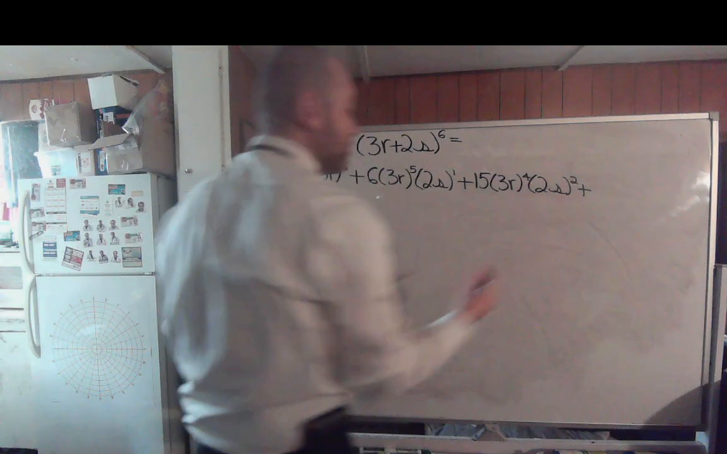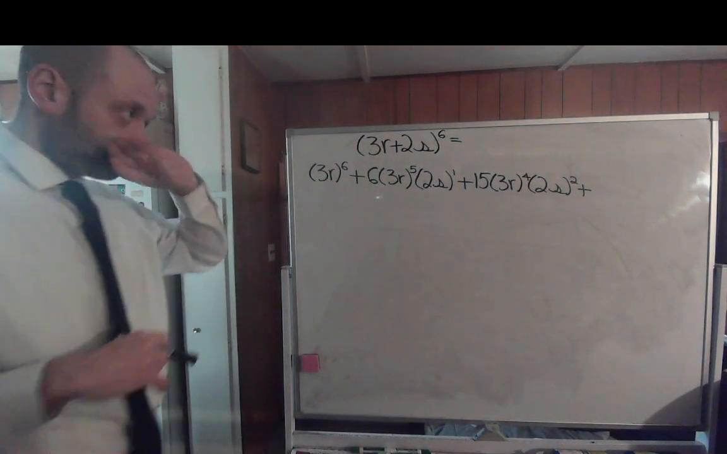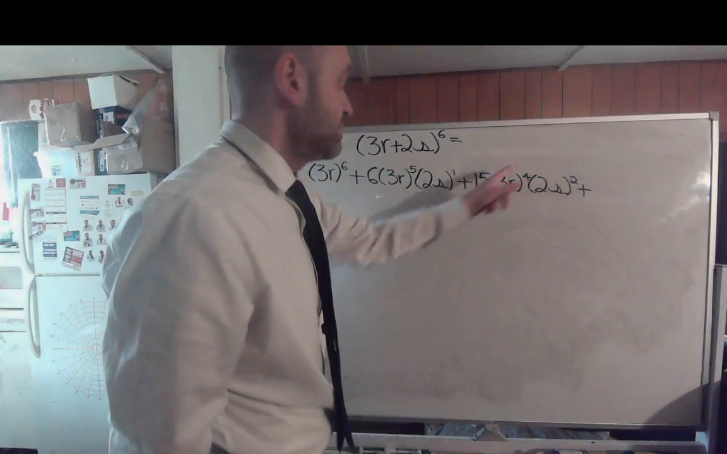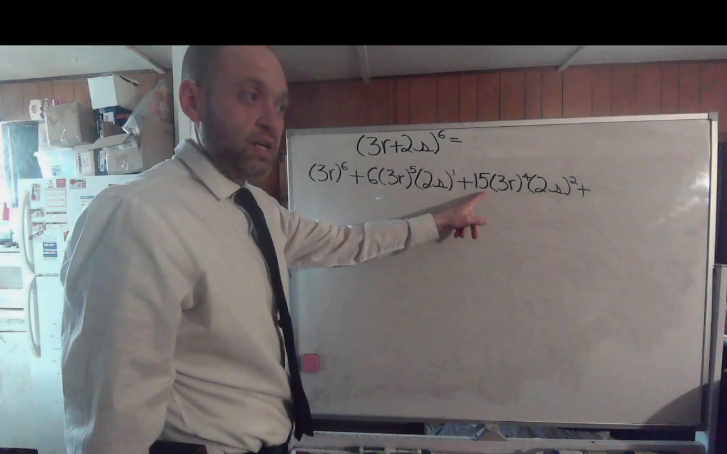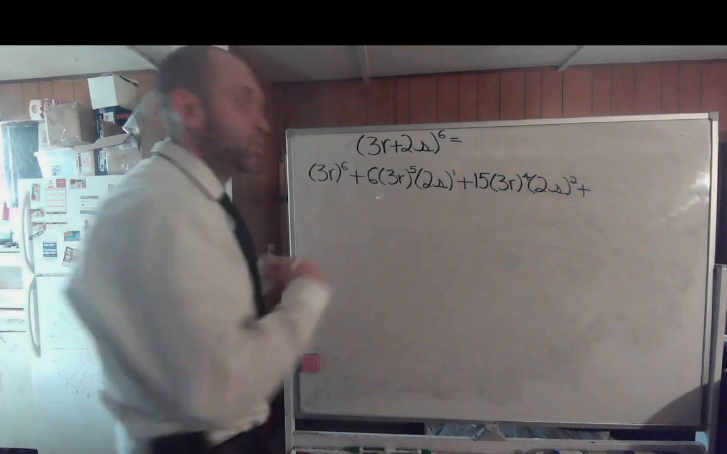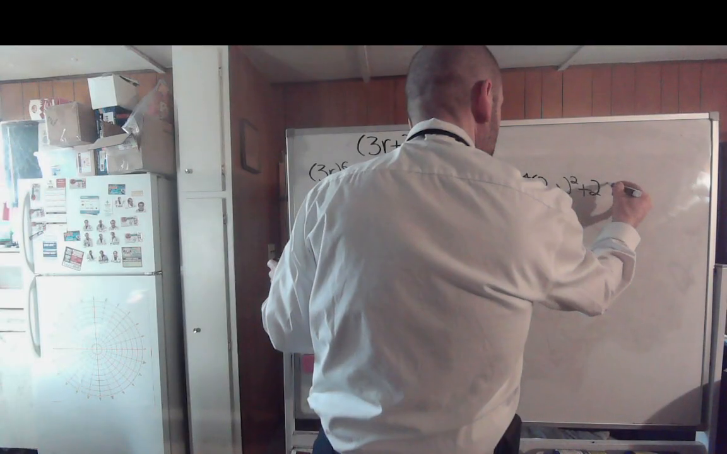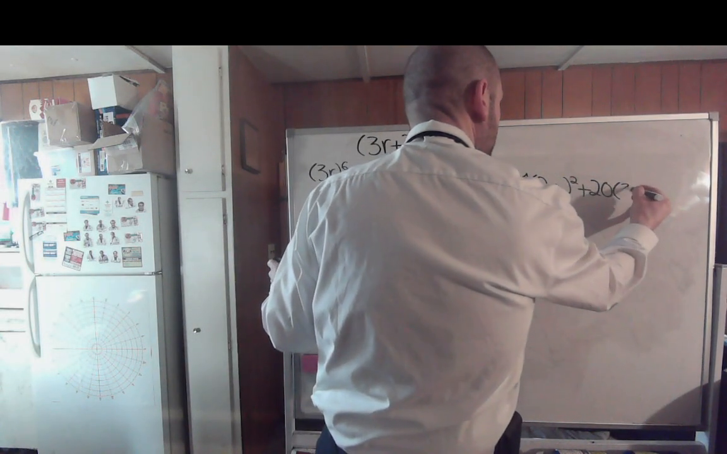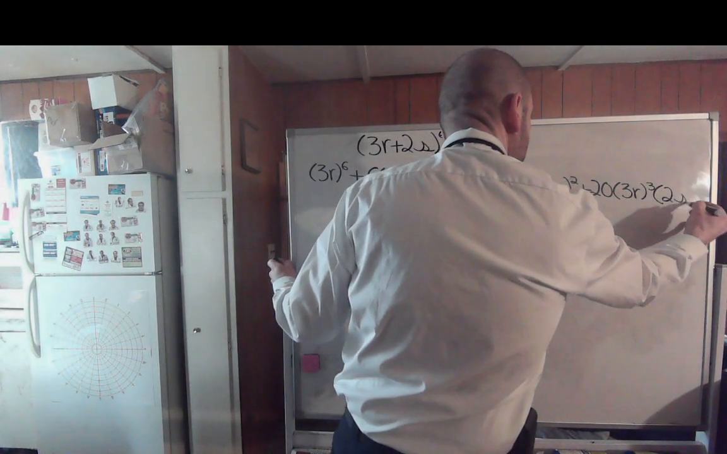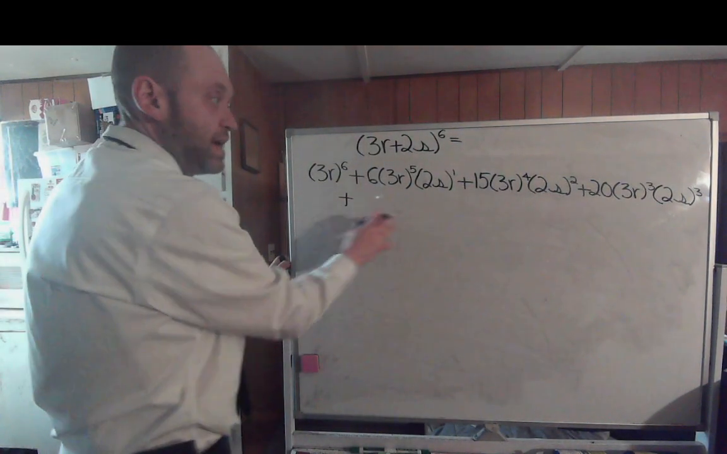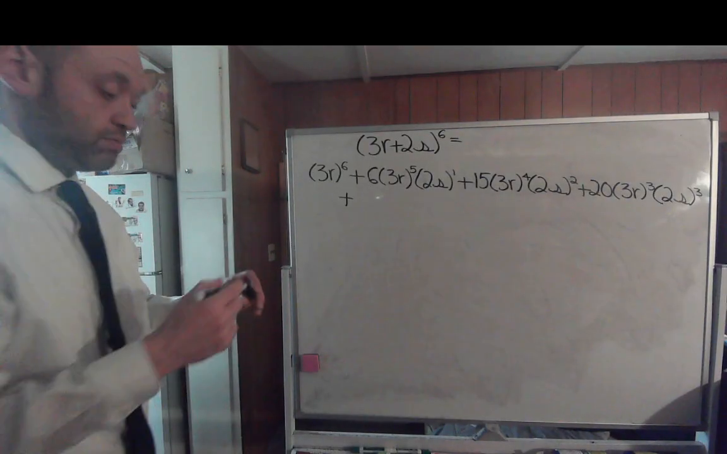plus I think we got room for one more. Okay. Now take that 4 times that 15, which is 60, divide by the term you're on. 60 divided by 3 is 20. So this would be 20 times 3r to the third times 2s to the third, plus, yeah, I'm running out of room, but this is a very big problem.